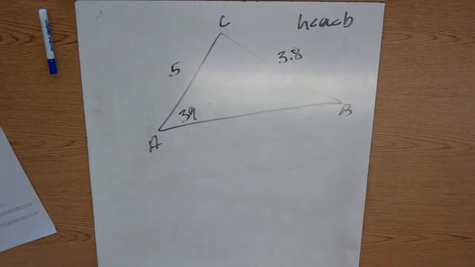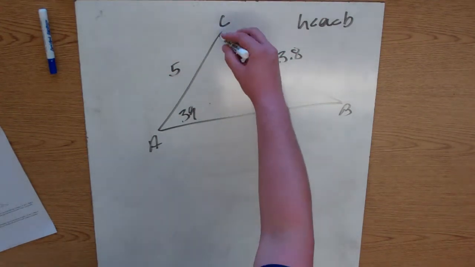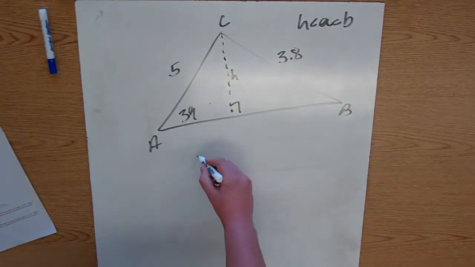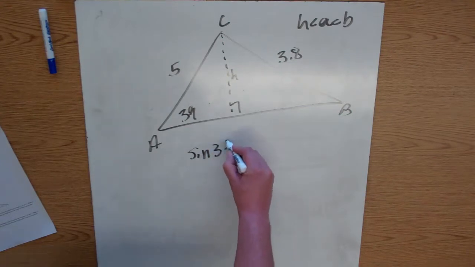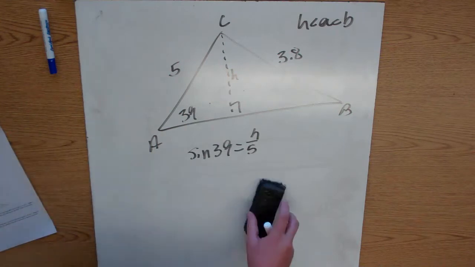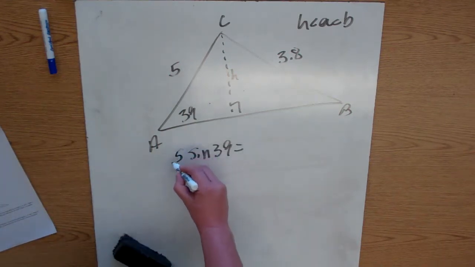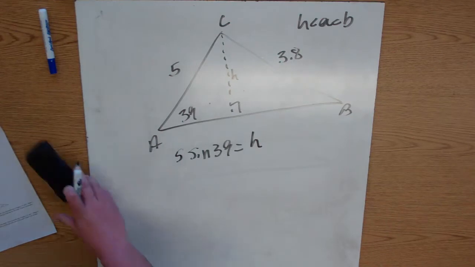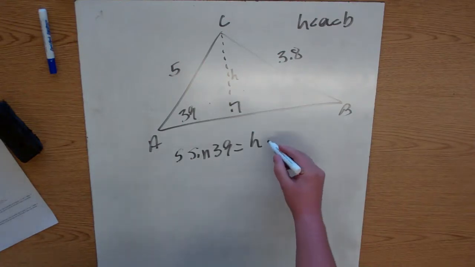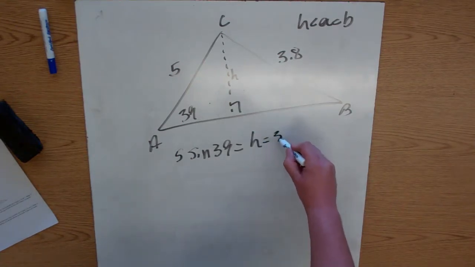Since a is smaller than b, we have to find the height of the triangle. Remember, the height of the triangle is the sine of 39 equals h over 5. Multiply both sides by 5. So 5 times the sine of 39 equals h. Again, calculator problem. 5 times the sine of 39 gives you 3.15.